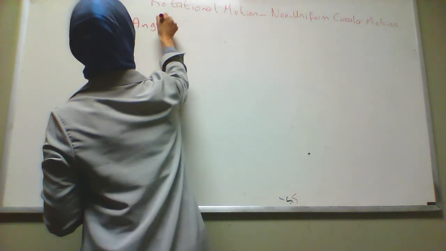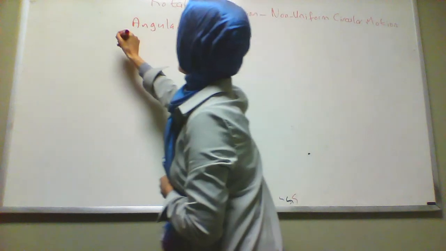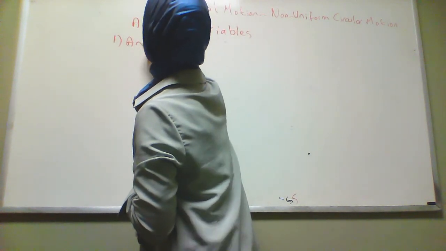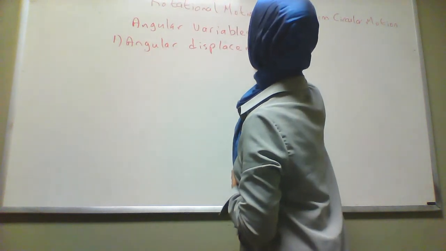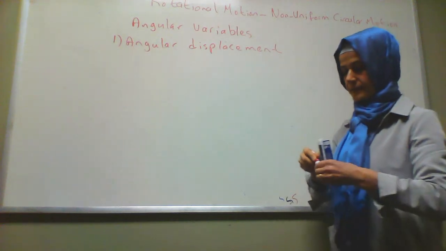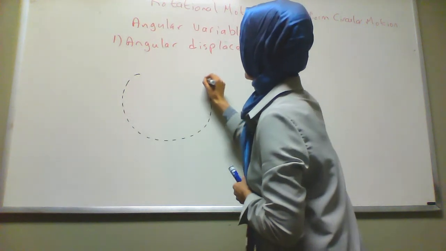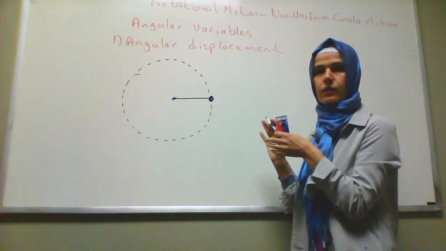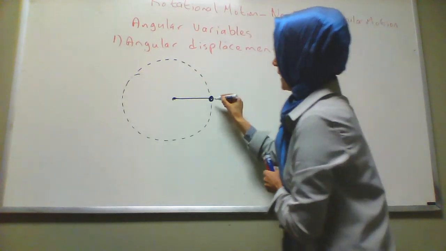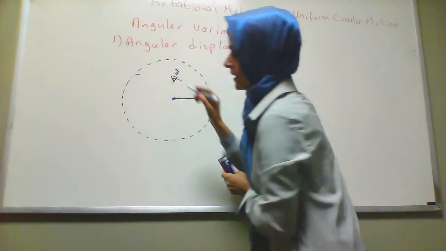So let's first define angular variables. And the first one will be angular displacement. This will be for a circular motion. Let me draw a circle in here. The object is rotating around the circle. Let's say this is a merry-go-round. You're sitting here rotating, and you have an angular velocity that is changing all the time.